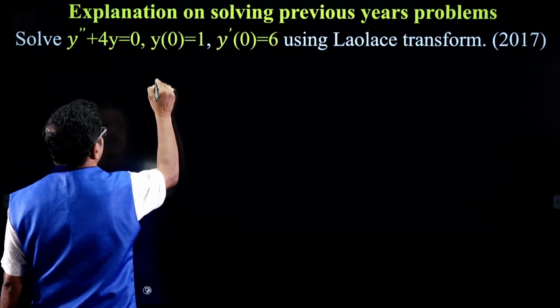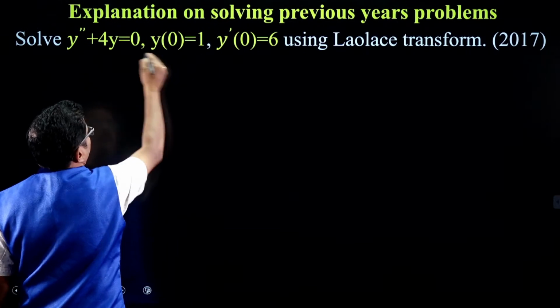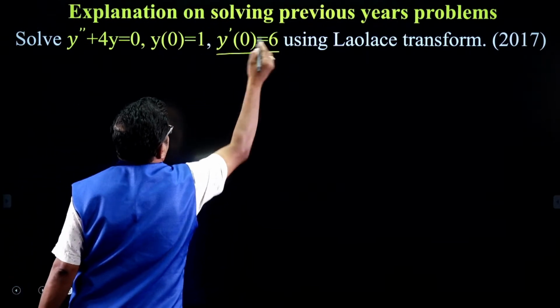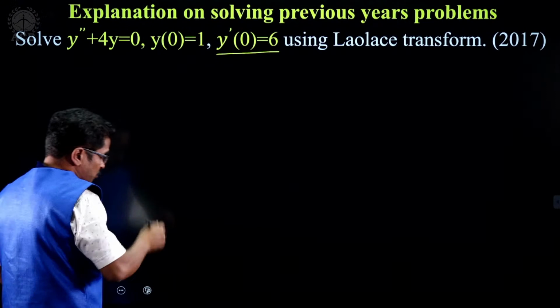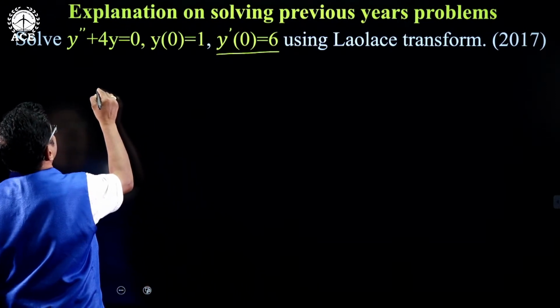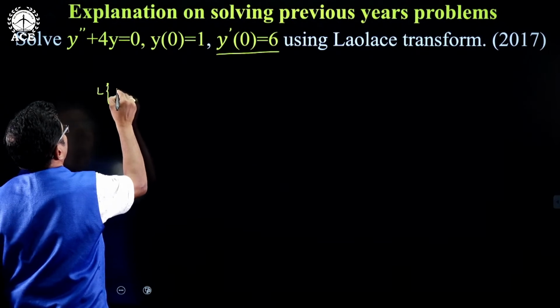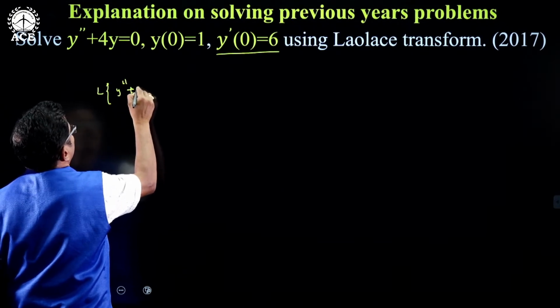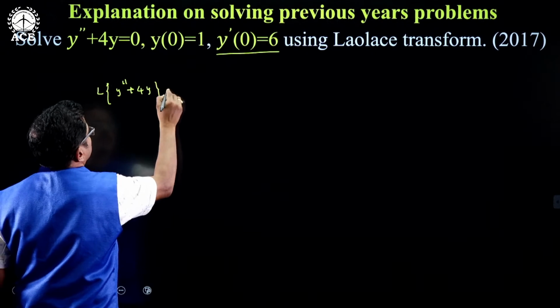Right. So now I am taking this given differential equation with initial conditions. These are the initial conditions. Now I am taking the Laplace transform. So L of y double dash plus 4y is equal to 0.